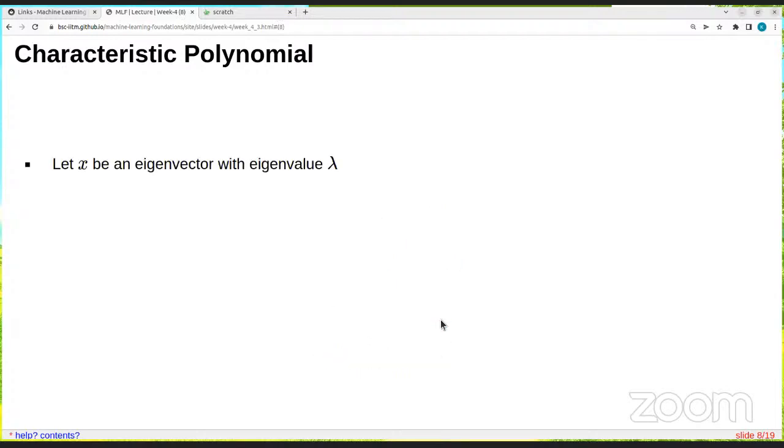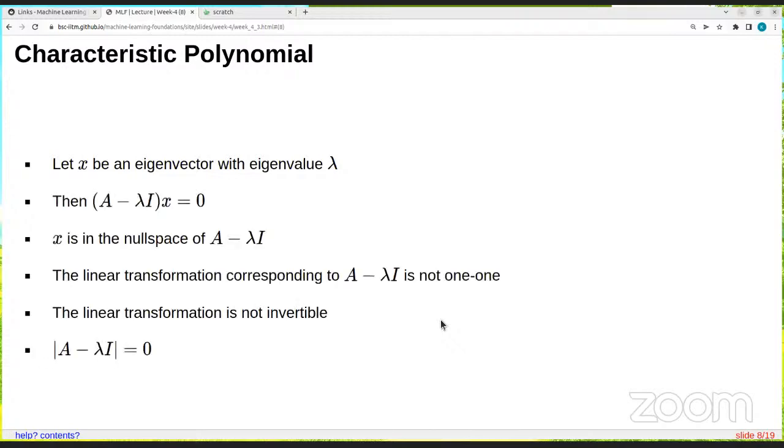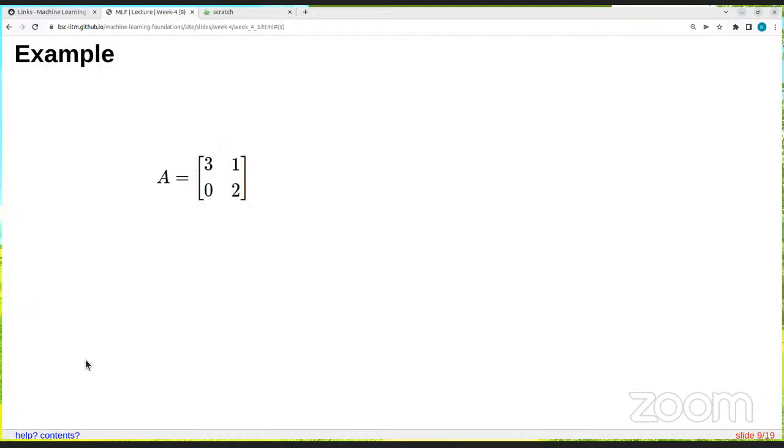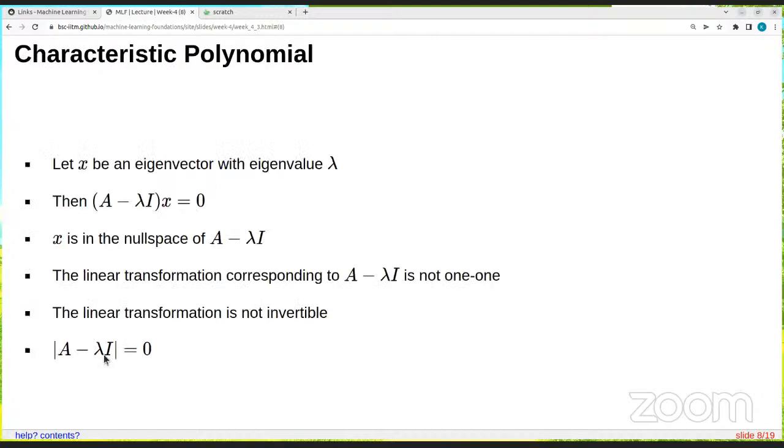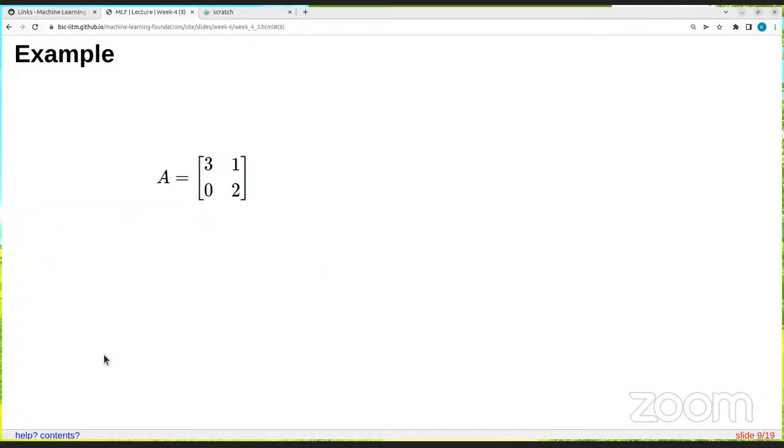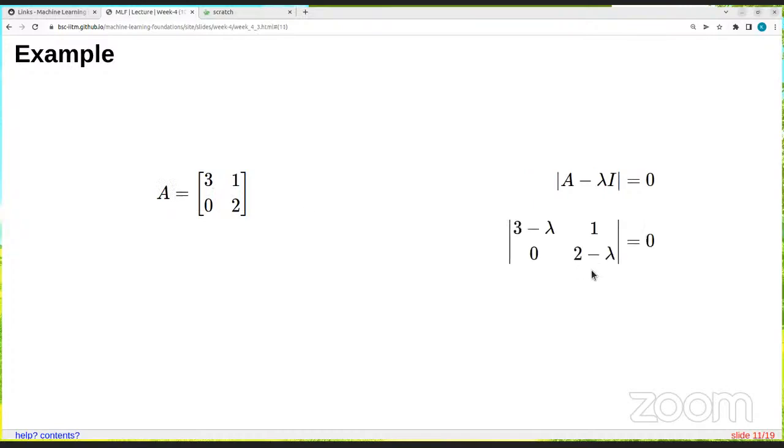Then we saw that there are some arguments that you can make, and finally you will end up with something like this, which says that the determinant of A minus lambda I should be 0. This will result in a polynomial in lambda. If you want an example, look at this matrix A. The determinant of A minus lambda I equal to 0 will give you this polynomial in lambda. Here it's a degree 2 polynomial.